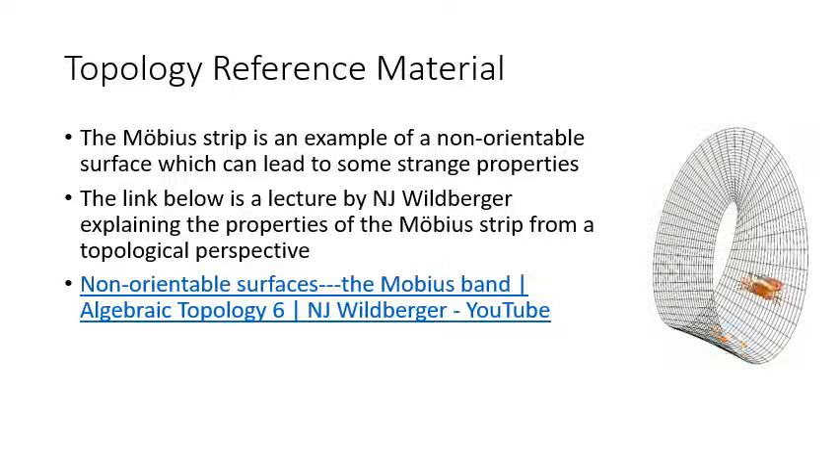One interesting property of the Mobius strip is that it is an example of a non-orientable surface, and this is demonstrated in the animation on the right, where we see the fiddler crab who has a large claw on the right side until it transitions around the Mobius strip, where we see that the large claw moves to the left side. The non-orientable property is what allows us to embed the graph K5 onto the Mobius strip without the edges intersecting. If you'd like to learn more about the non-orientable property, take a look at the video Non-Orientable Surfaces, the Mobius Band, provided by NJ Wildberger on YouTube. This video is linked at the bottom of the slide.